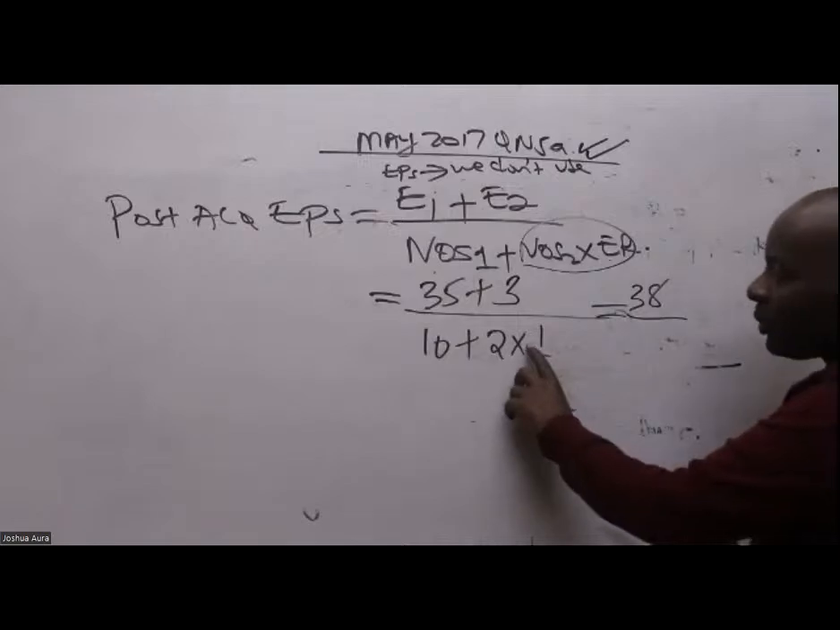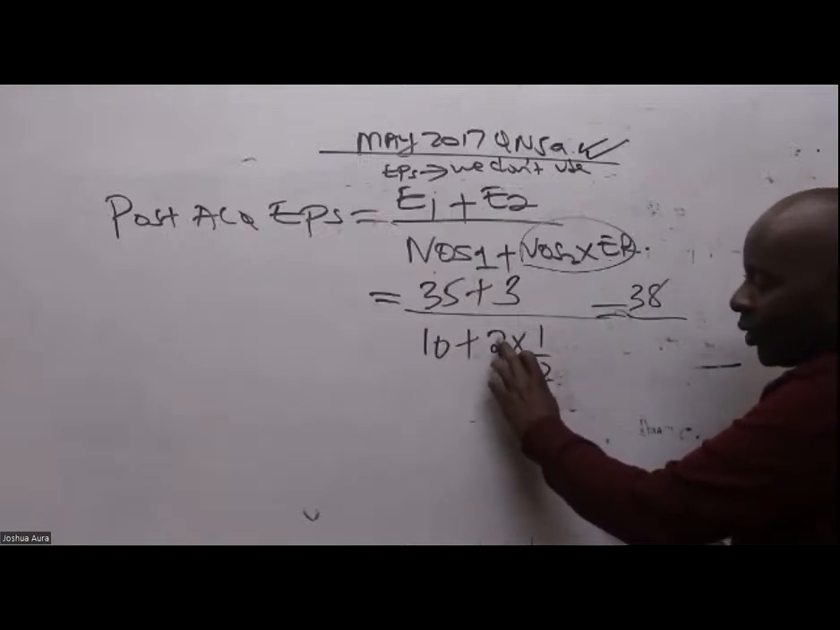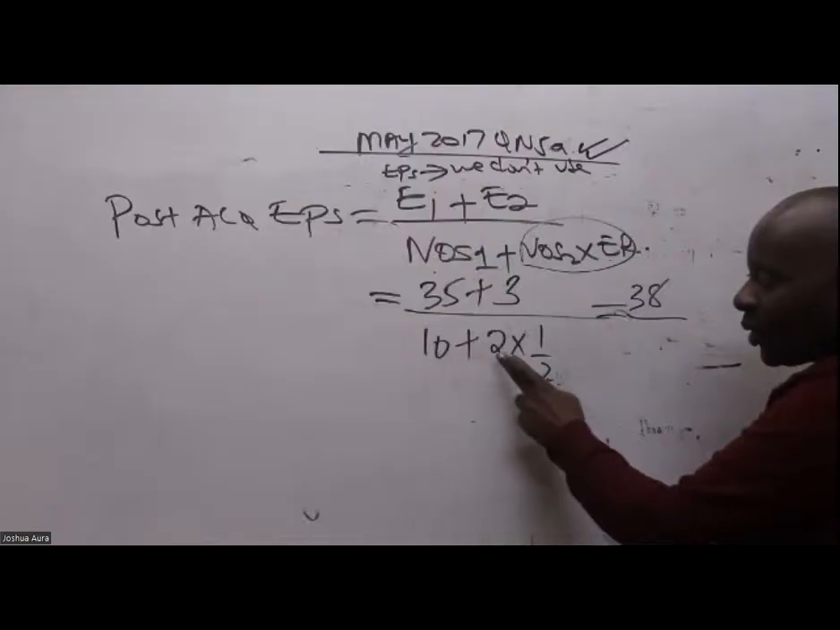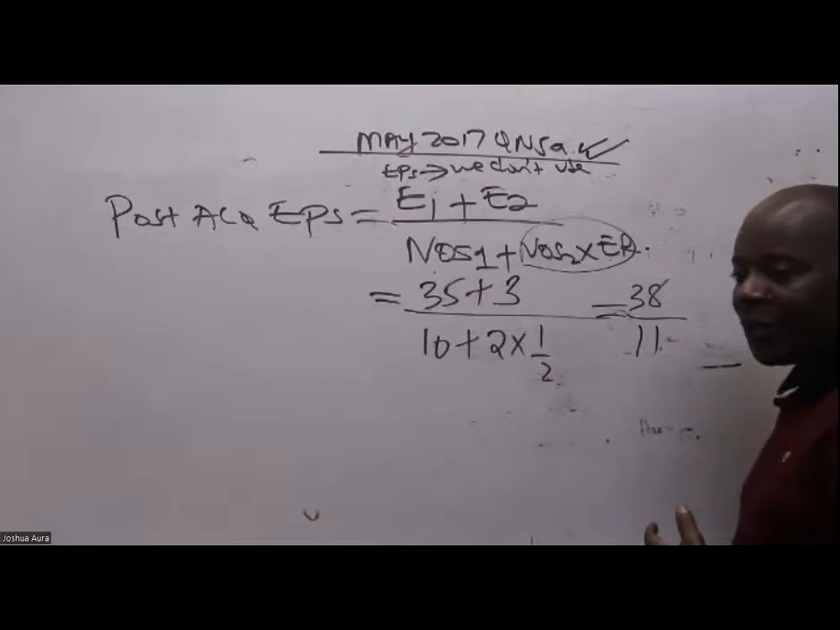So in this case, first of all, I'm supposed to multiply, so this is 2 times a half, which is 1. So 10 plus 1. 10 plus 1 is 11.